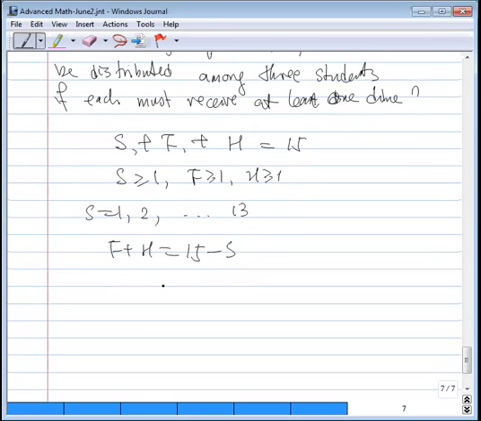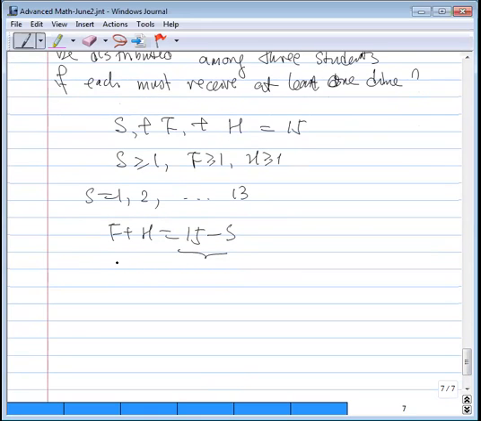figure this out, and then you count them. Look at this: if S is 1, then you get 14. Then it's easy to figure out the possible values for F, H, and F plus H. So let's look at how we figure it out. When S is 1, F plus H is going to be 14. And then you can see how many solutions there are.